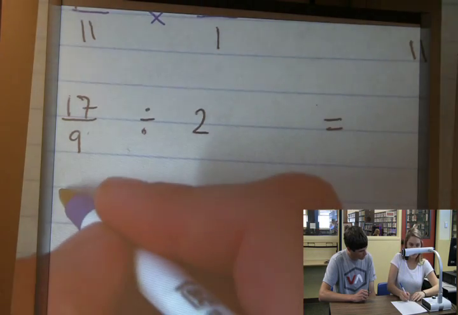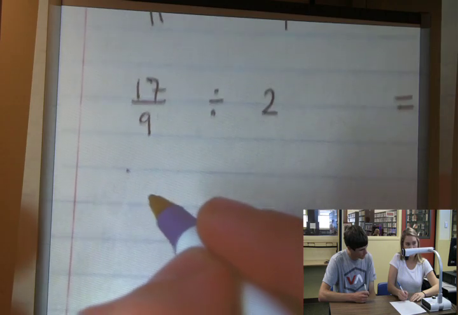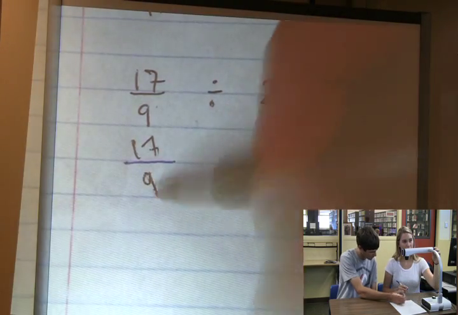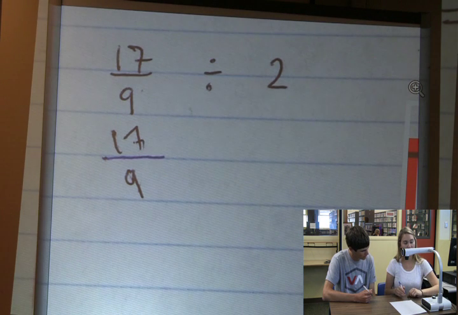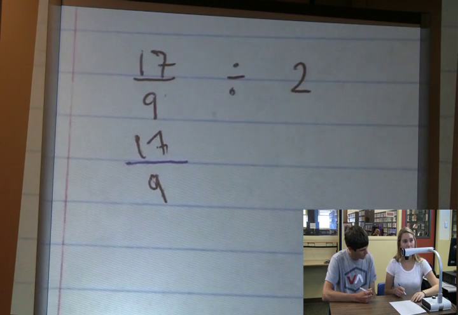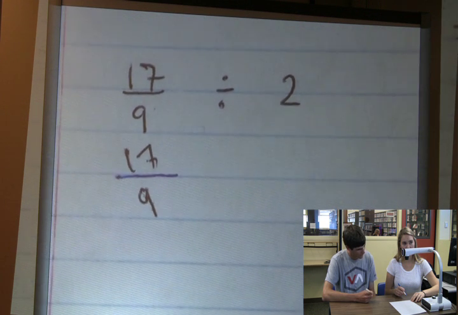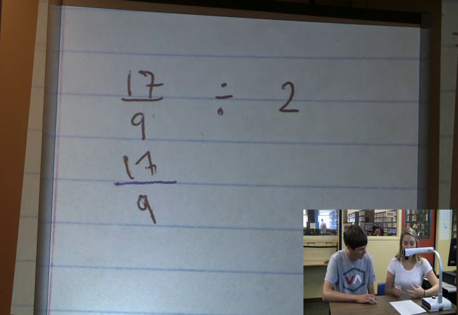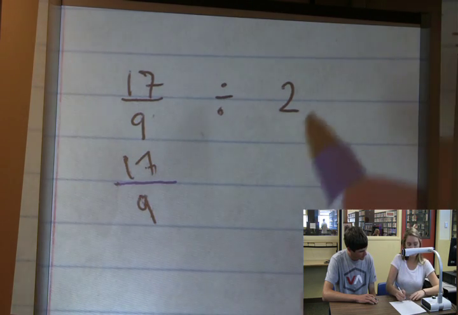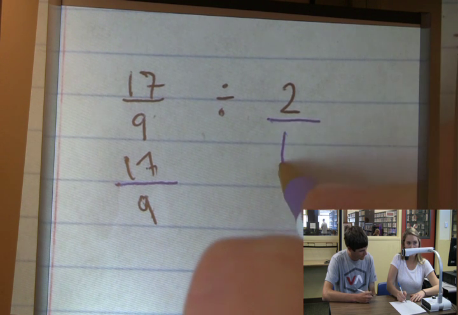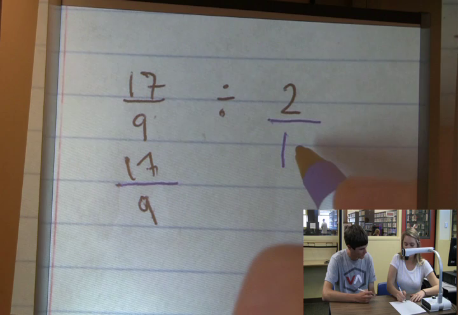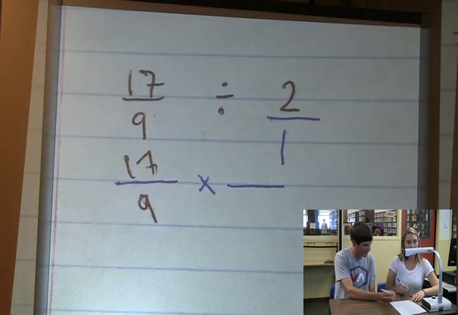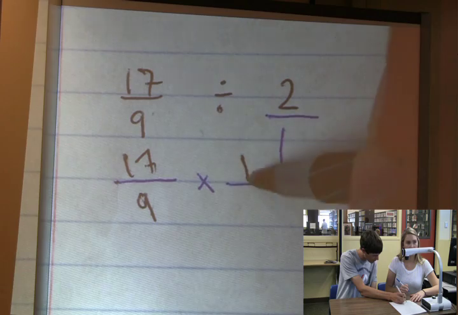So with this one, we know that 17 over 9 remains the same, so you can write it the same. And when you divide it by 2, what is the reciprocal of 2? Because it's just a number, isn't the reciprocal just 2? Not necessarily. 2 is the same thing as saying 2 over 1, because anything divided by 1 is itself. So if you're going to flip that, how would you make it a reciprocal? Okay, so now it's basically just a fraction, so it would be 1/2.